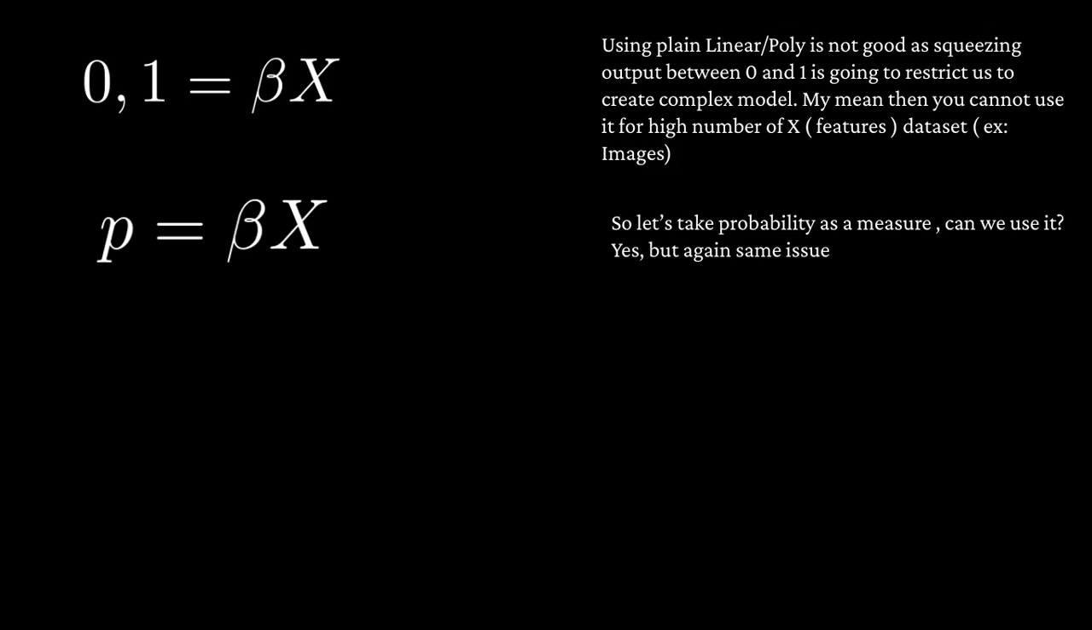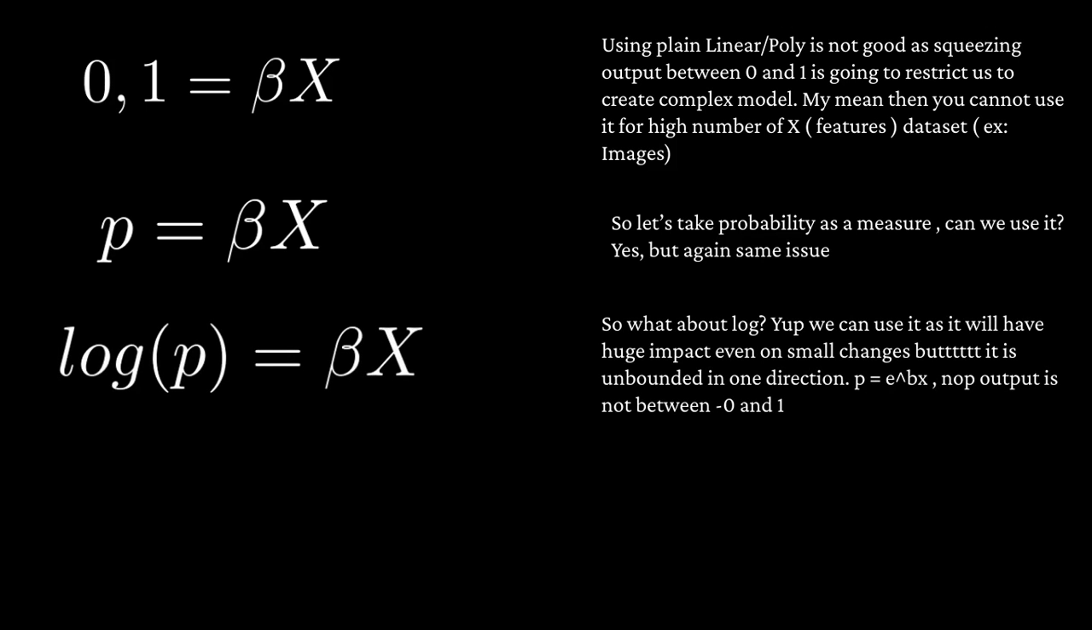So what we are trying to do here is squeeze the output between 0 and 1, and then we can say it's a probability, right? So let's take a log p. Can we use the log? No, we cannot use the log. The reason is that if we try to find the p value here, if you send the log there, it is either e raised to beta x, or 10 raised to beta x. Whatever the case, your output is already greater than 1, right?